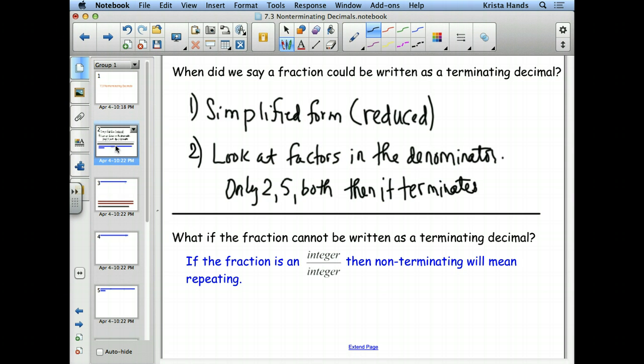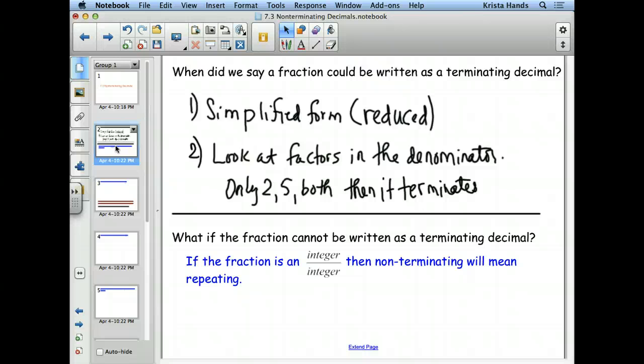And it's actually easier to talk about when it doesn't terminate. It doesn't terminate if it has any factors that aren't 2's and 5's, right? So if you see 3's or 7's or 13's or something like that, then you do not have a terminating decimal. So what if the fraction cannot be written as a terminating decimal? Well, if we still have a fraction that's written as an integer over an integer, which is the ones we're going to look at today, that means we still have the ability to reduce and to factor the denominator, all that good stuff. Then if it doesn't terminate, it means that it repeats. Okay, so it does this repeating fashion.